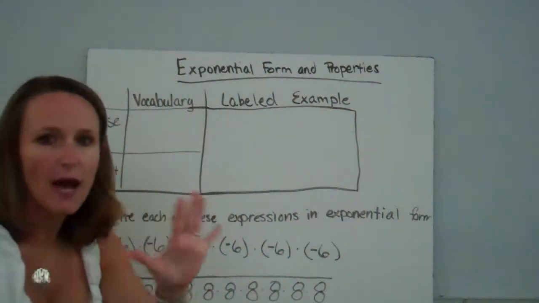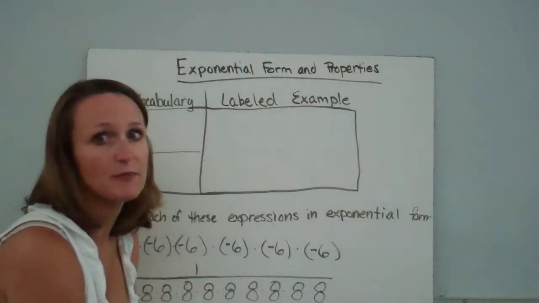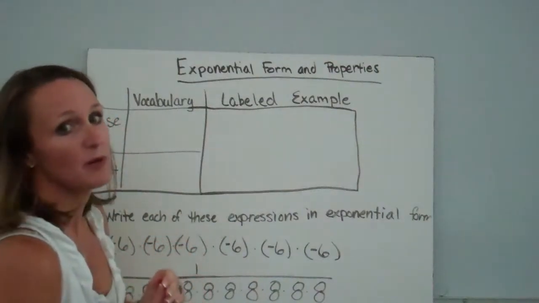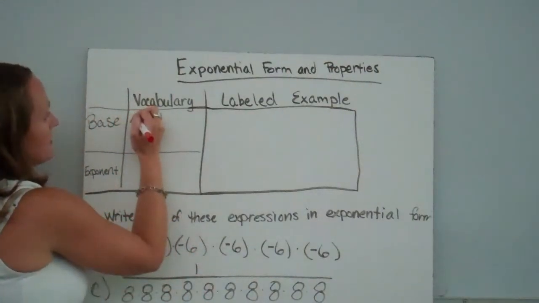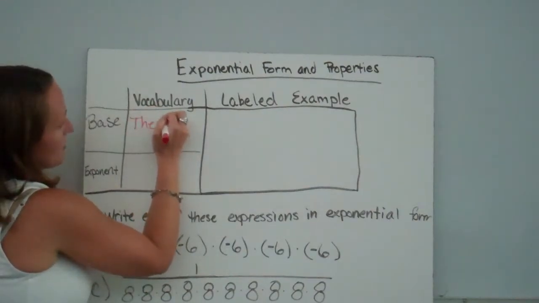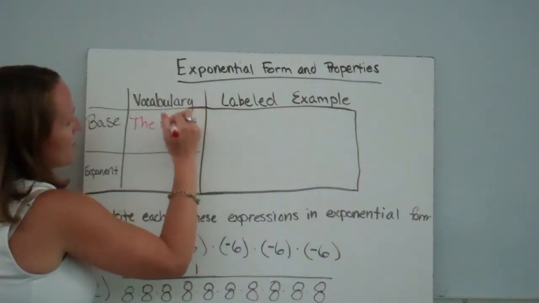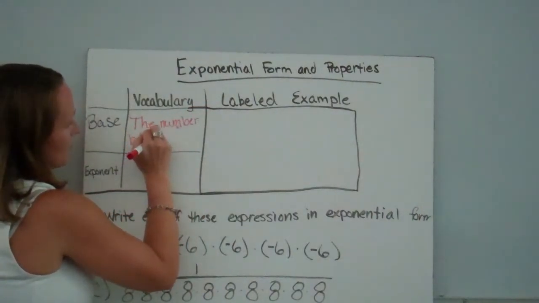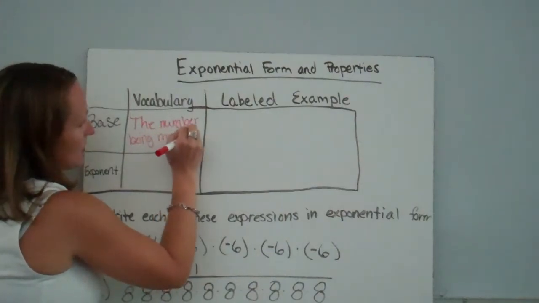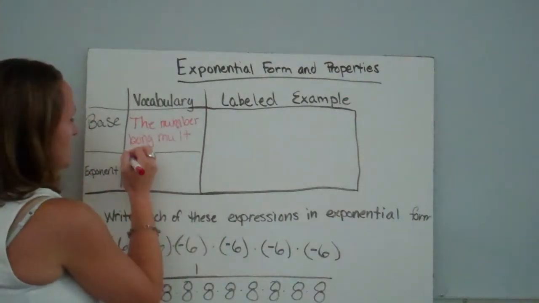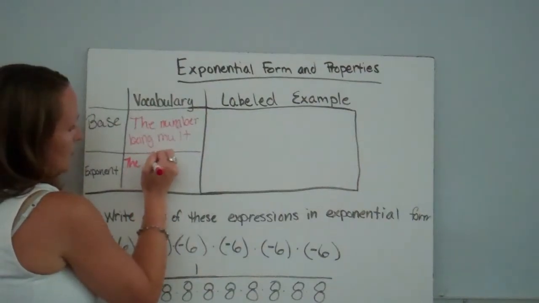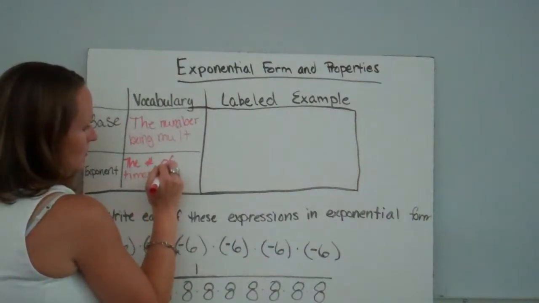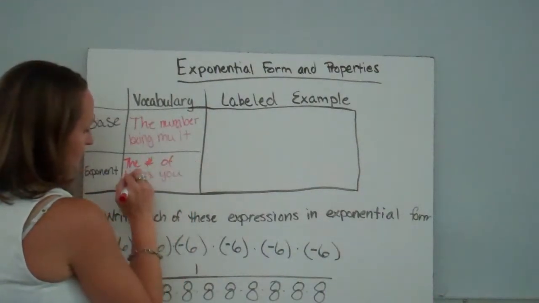So in this video we're going back to exponents again, and we're going to talk about some different properties that have to do with exponents. Let's review what happens with an exponent. Remember, a base is the number being multiplied. And then the exponent is the number of times you multiply the base.